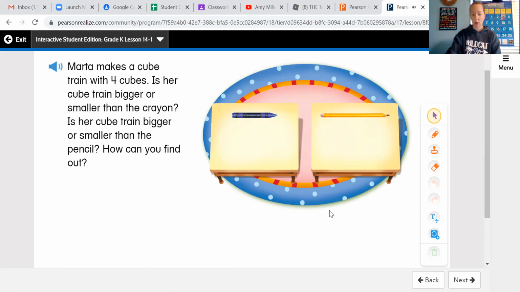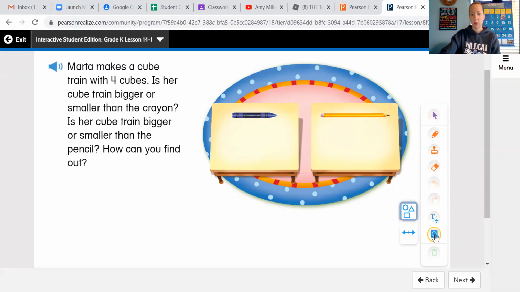Okay, first of all, I know that you probably do not have cubes at home and it wants you to make a cube train. If you are doing this at home on your paper, you could use pennies or paper clips, or if you have anything else that is the same length, just put them side by side so you can measure. We're going to do it on the computer screen, so you might not need anything. That's up to you. So Marta makes a cube train with 4 cubes.